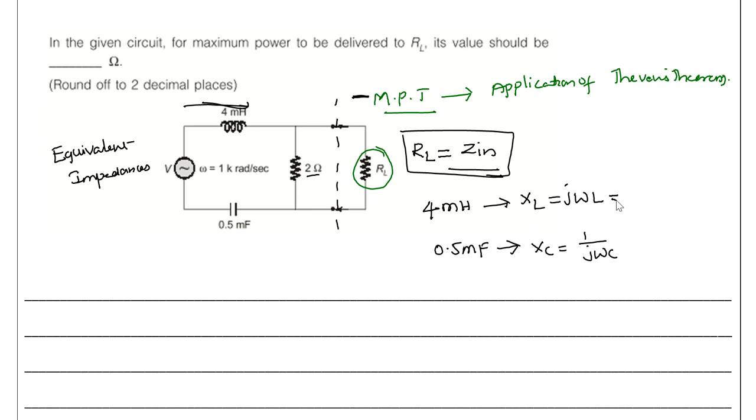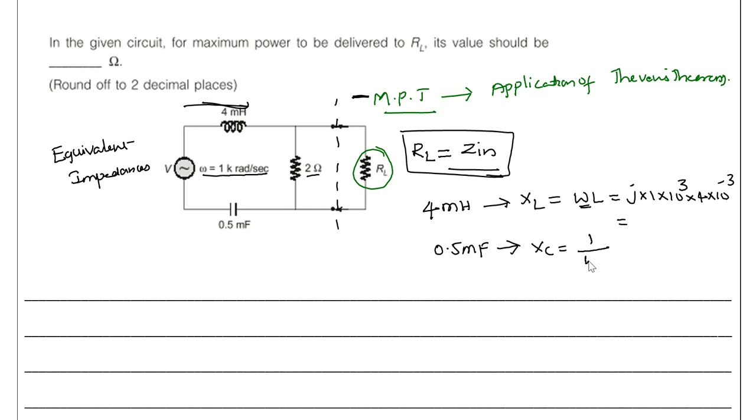So for j omega L, omega value is given as 1 kilo radians per second. So j into 1 into 10 power 3 into L value, which is 4 into 10 power minus 3. Once you substitute here, we get the value. Let me erase the j notation here.